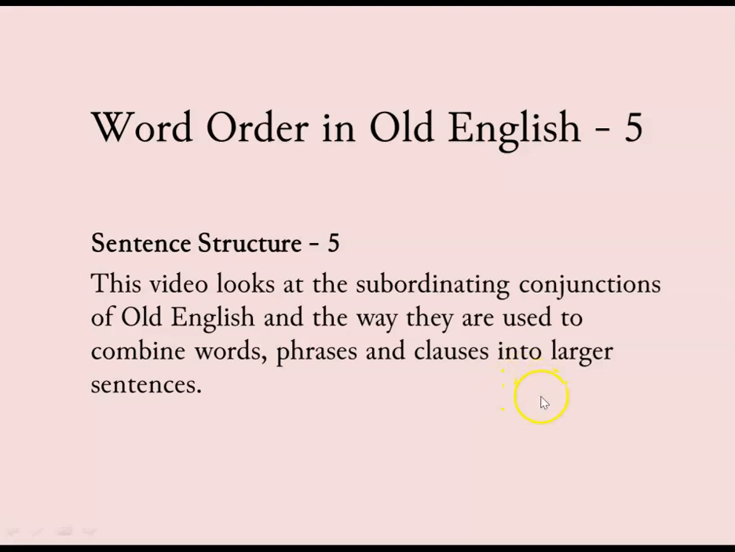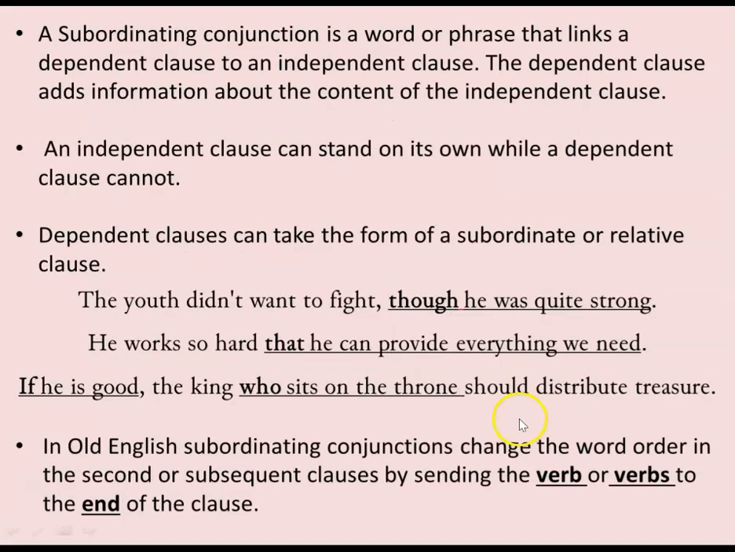This video looks at the subordinating conjunctions of Old English and the way they are used to combine words, phrases and clauses into larger sentences. Now, a subordinating conjunction is a word or phrase that links a dependent clause to an independent clause. The dependent clause adds information about the content of the independent clause.